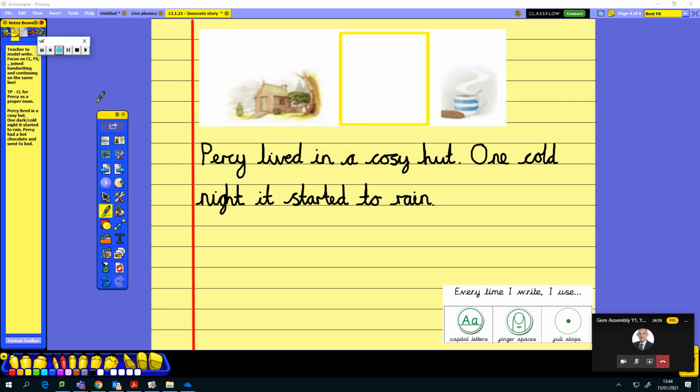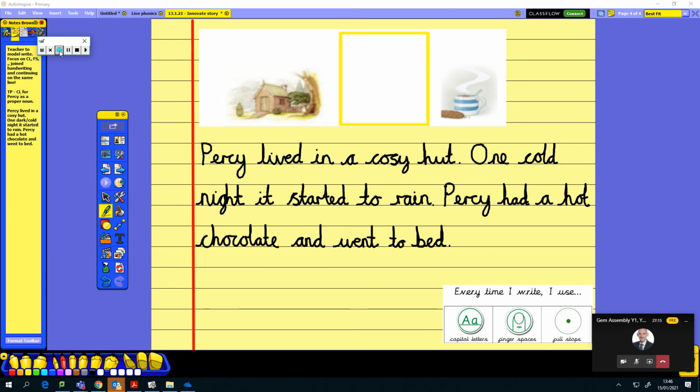Our next sentence is Percy had a hot chocolate and went to bed. Can you have a go at writing the sentence on a whiteboard? Press pause. Well done for having a go. Well done, Year 1, for having a go.